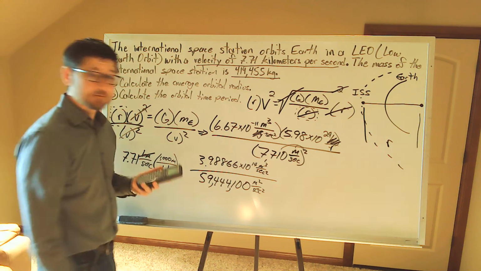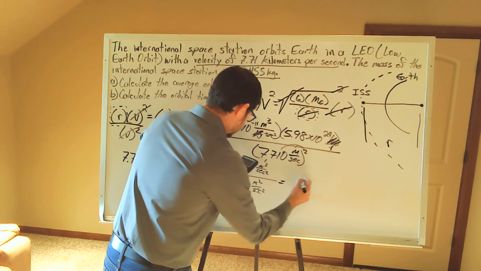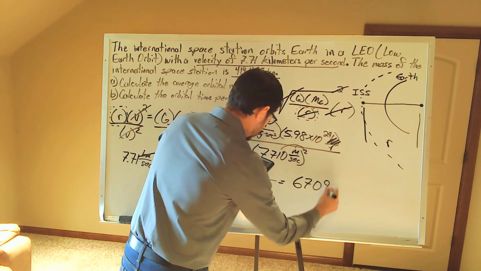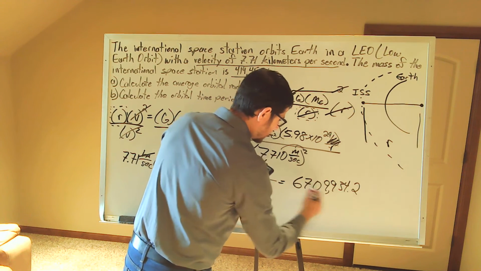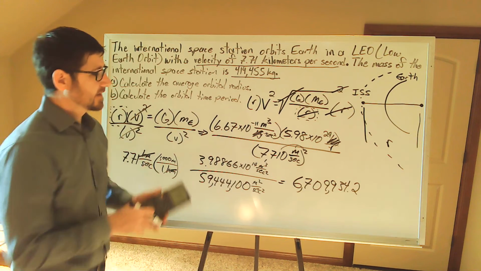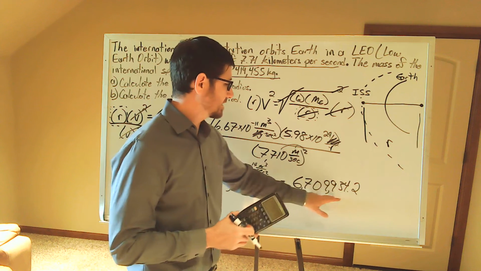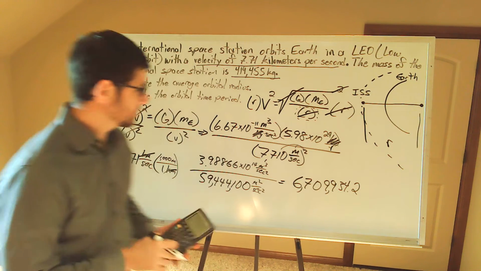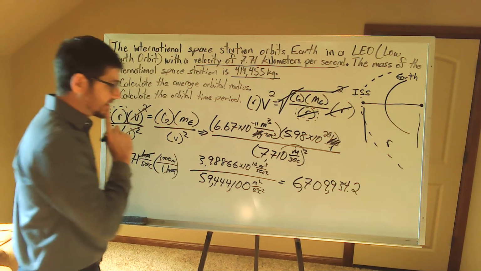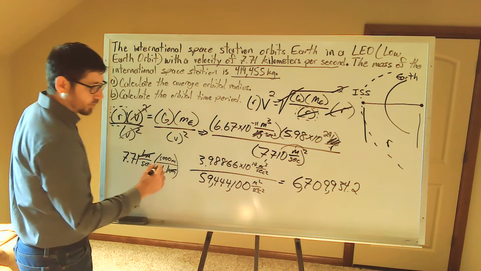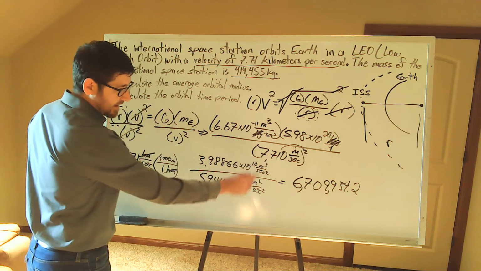And this is going to give me 6,709,934.2. So 6,709,934.2. And let's take a look at our units. So what we're going to do is divide fractions here.